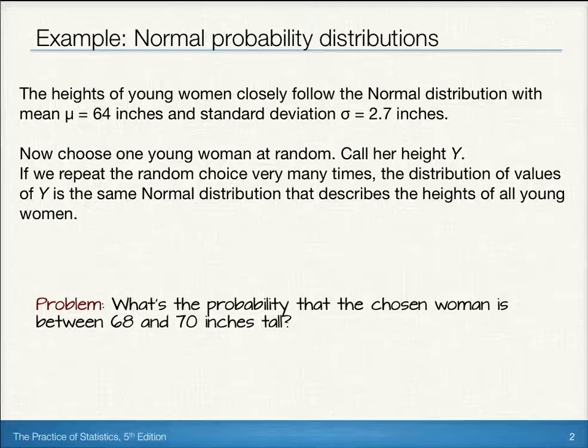And if we repeat the random choice very many times, that distribution of values of y is the same normal distribution that describes the heights of all young women. So for this problem, let's find the probability that the chosen woman is between 68 and 70 inches tall.